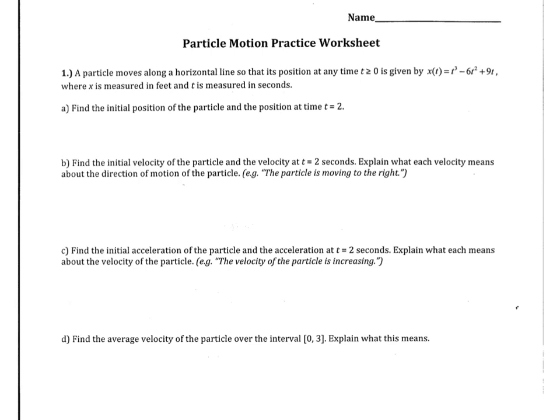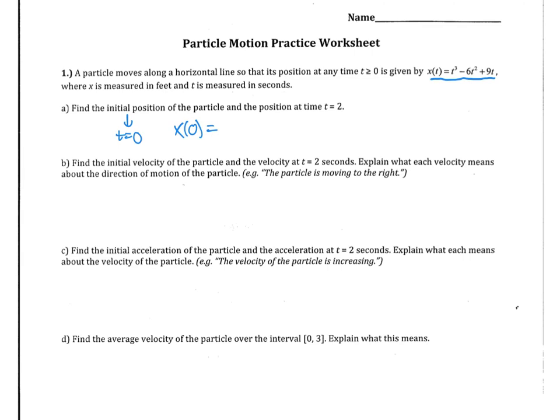Okay, in this first problem, what we're asked to do is find the initial position of the particle and the position at time t equals 2. Since we're given the position function, to find the initial position, which is when t equals 0, we just plug these time values into the position function given to us in the problem up here. So I'm going to find what x of 0 would end up being.